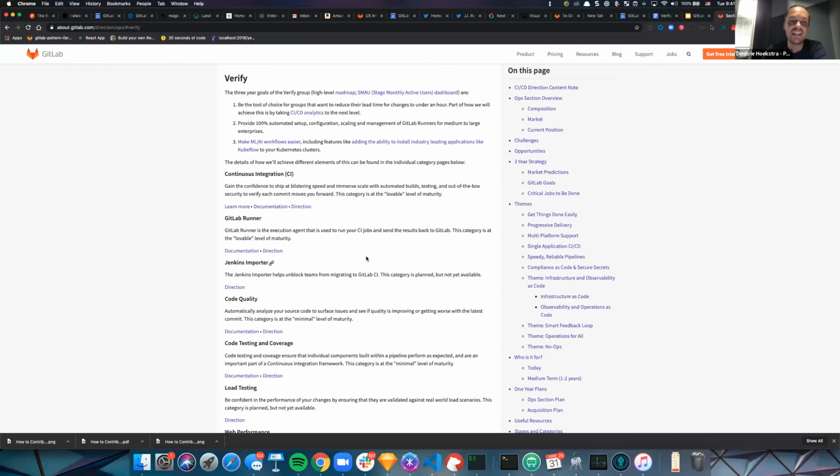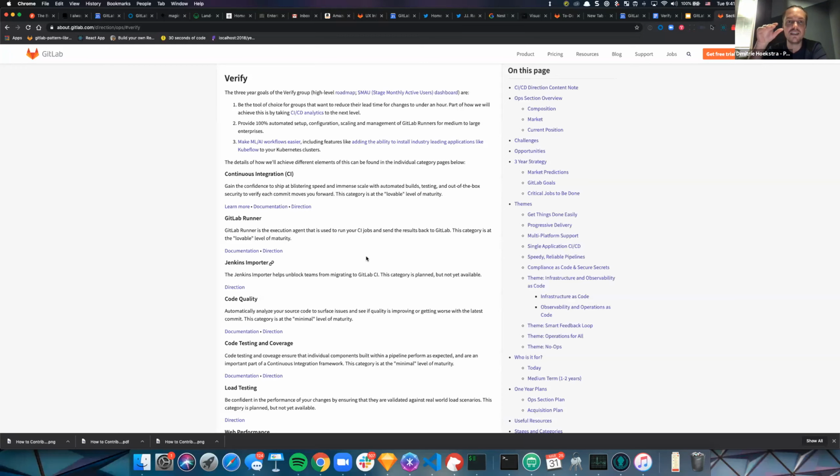If you look at the three points you highlighted, like provide 100% automated setup, be the tool of choice of groups, they're a little bit like an OKR format. And I would say, all right, this page is being edited constantly, and there's not too much to say.